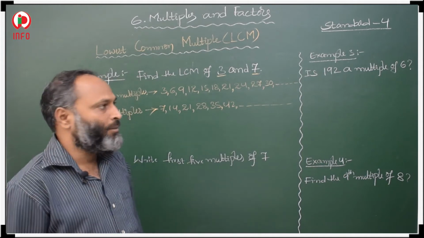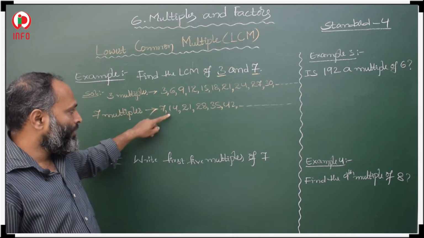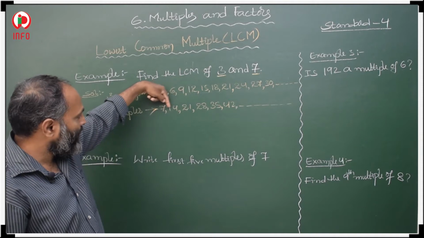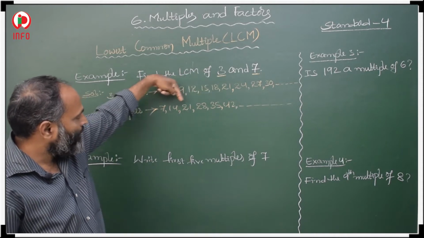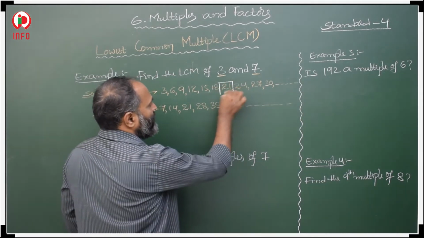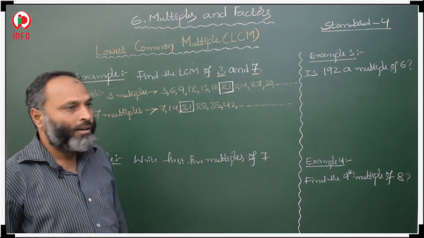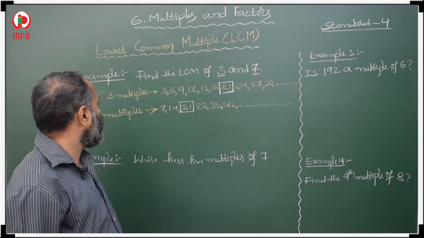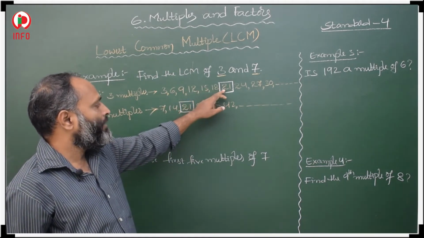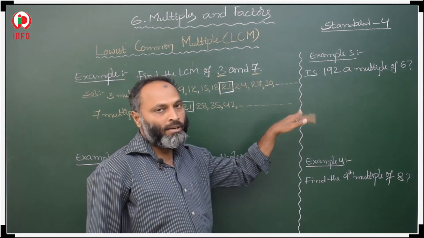So what are the common multiples? Check one by one. 3: we don't have 3 here, 6 we don't have, 9 we don't have, 12 we don't have, 15 we don't have, 18 we don't have, 21 we have. Here 21 is there, and here also 21 is there. In both we have 21. 21 is a common multiple in both. Then 7 is a common multiple again.